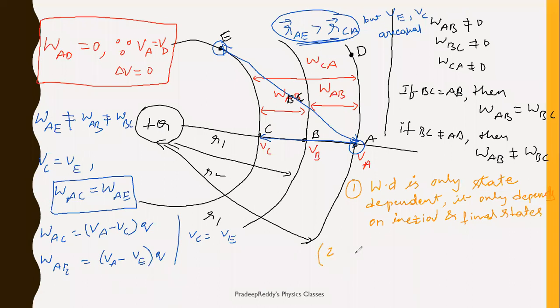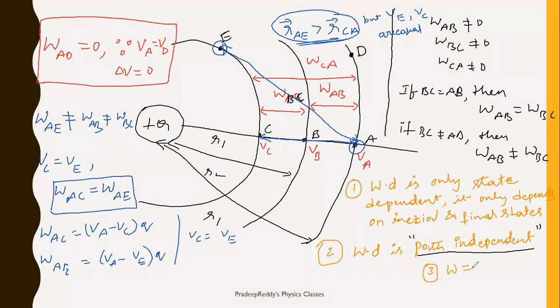Second point. Work done is path independent. Remember that work done is path independent. So how you are bringing it? It is independent of the path followed. It is only depending upon the states. Initial state, final state.